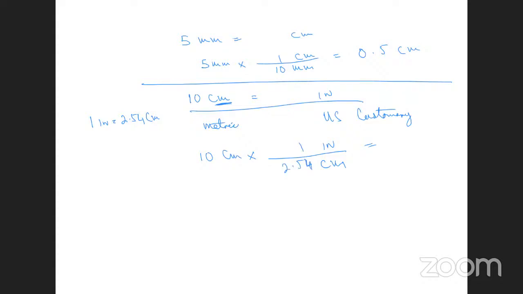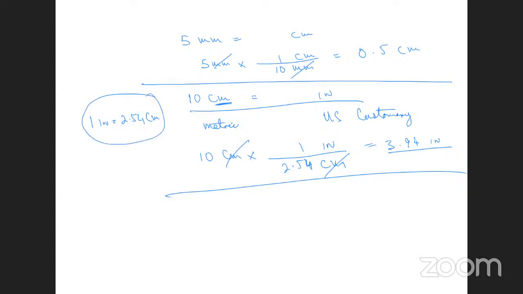So let me see. So I get 3.94 roughly in inches. Because centimeters to centimeters cancels out. Here millimeters to millimeters cancel out like that. Okay. So as long as you're given the conversion, it's easier.